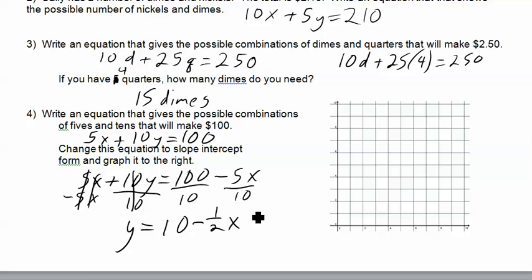Alright, so to graph that, our y-intercept, remember, it doesn't matter if we write it this way or we write it this way. It's the same, right? What's in front of x is the slope. What's by itself is the y-intercept. So we have 10, and we go down 1 over 2, down 1 over 2, down 1 over 2.